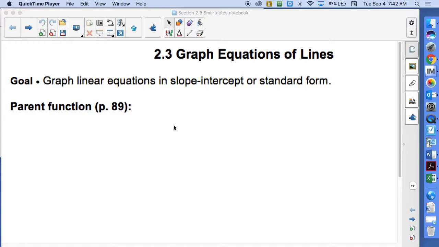All right, so I think today's notes are going to be really easy and straightforward. We're going to talk about graphing a line, slope-intercept, graphing a line using x and y intercepts. That would be page 11 in your notes packet, section 2-3.